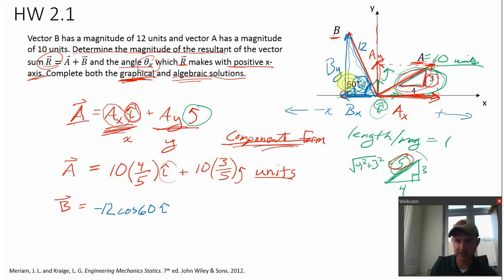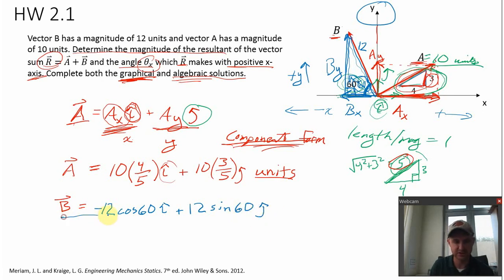Now what about the Y component? Well, the Y component is opposite the 60-degree angle, so we're going to use sine, and it's pointing in the positive Y direction, going up, because of the coordinate system that is defined for us in the problem. So I'll add 12 times the sine of 60, and that is in the j hat direction.